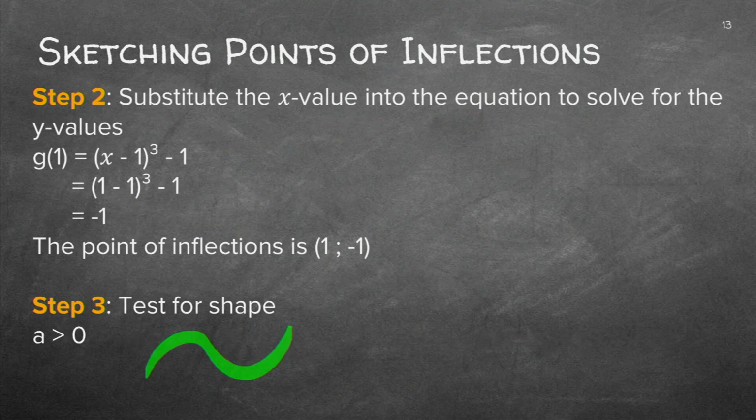Sketching points. So step 2, substitute the x value into the equation to solve. Remember, you go to the original equation. So you fill in your 1. So 1 minus 1 is 0. 0 to the power of 3 stays 0, minus 1. So that will be your value. The point of inflection is (1, minus 1), x and y value. Step 3, test for the shape. Because a is bigger than 0, your shape will look like that.